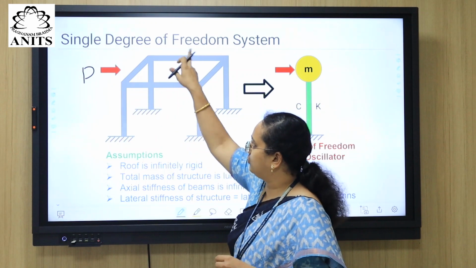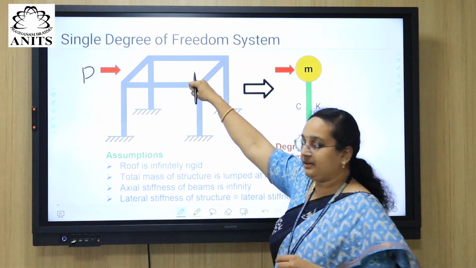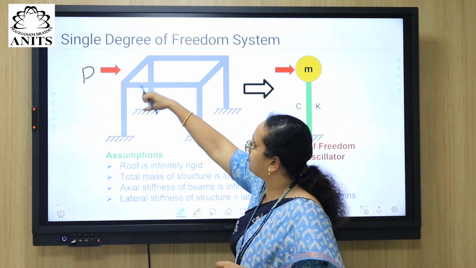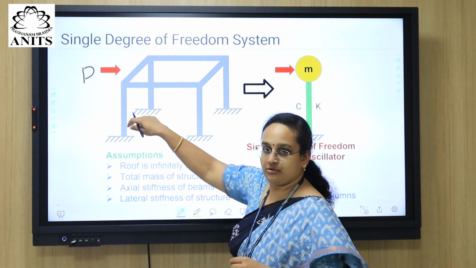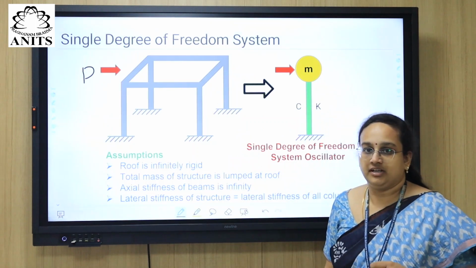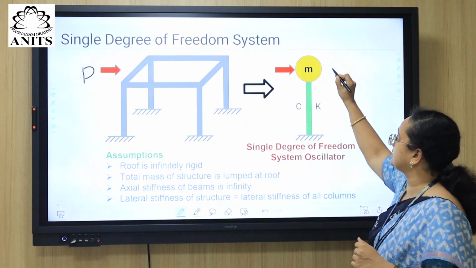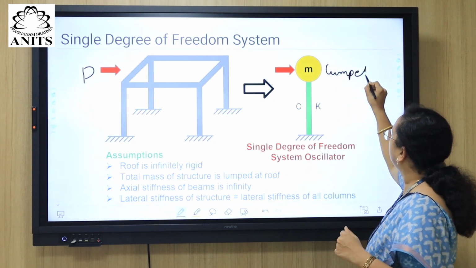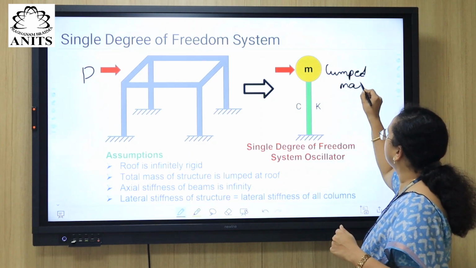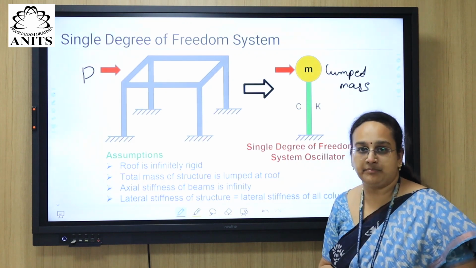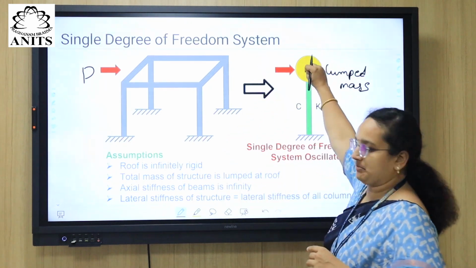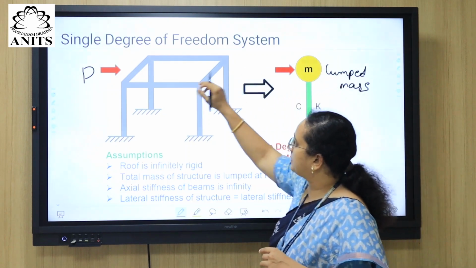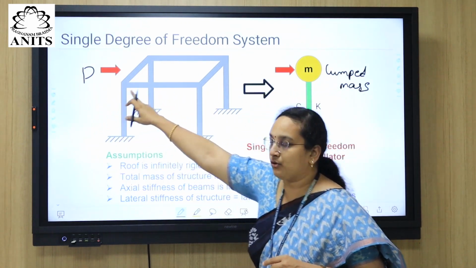All the mass of the roof and the mass of beams along with the mass of floor, all put together along with columns and walls, all put together at the top. This is the lumped mass. This is not the original mass. This is called lumped mass. Now, this lumped mass is applied with a load P.